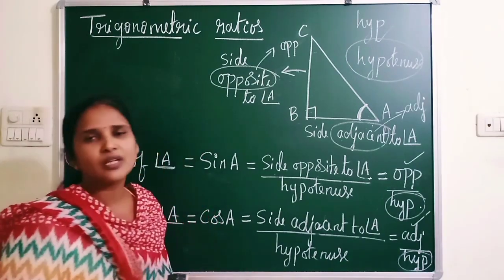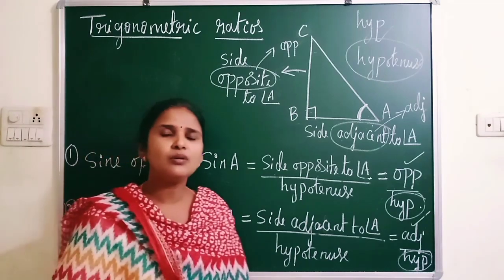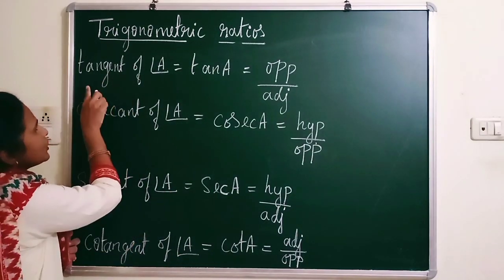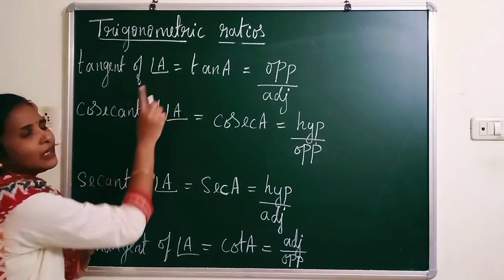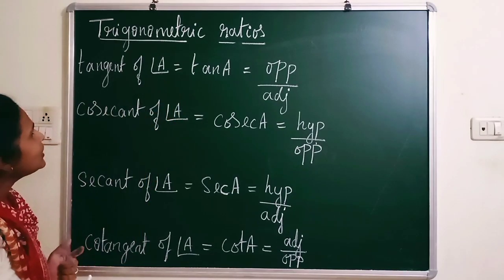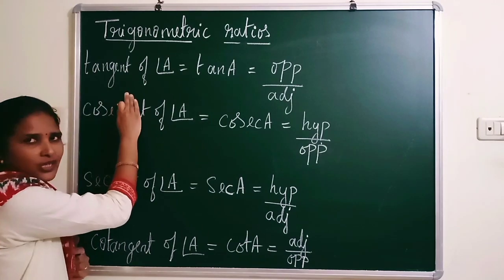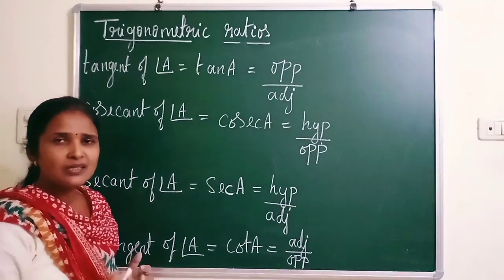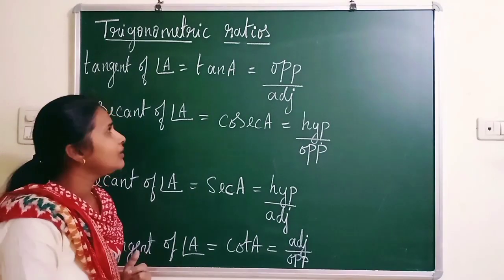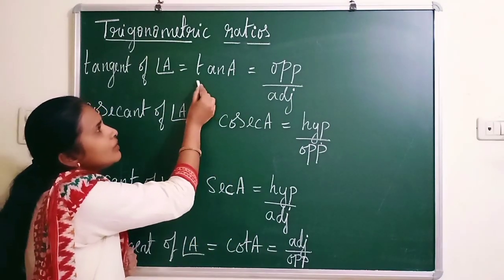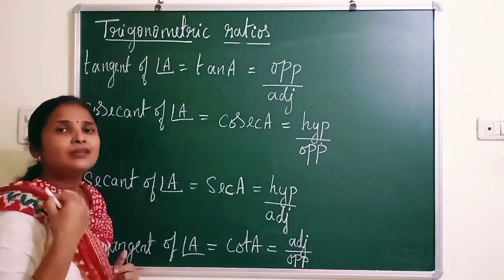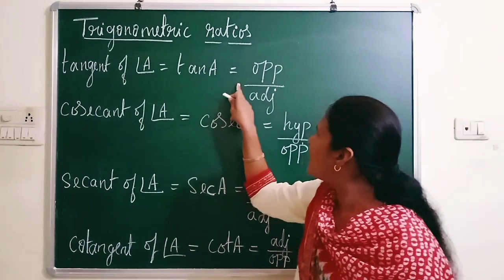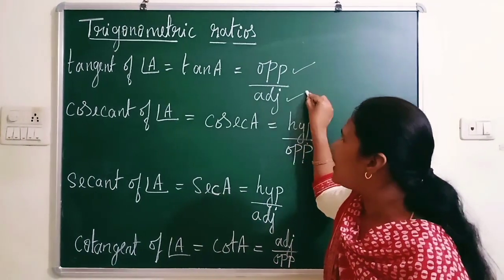Now I am going to explain the next two trigonometric ratios. The third trigonometric ratio is the tangent of angle A. What is the tangent of an angle? Instead of writing tangent, we can write tan A. The full form of tan A is tangent of angle A. Instead of writing the full form, we write tan A, and the pronunciation is tan A. So what is tan A? Tan A can be written as opposite divided by adjacent.